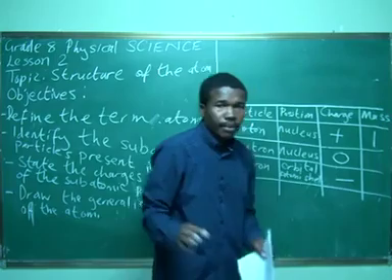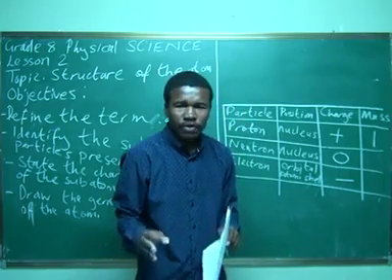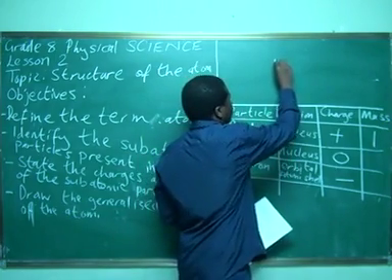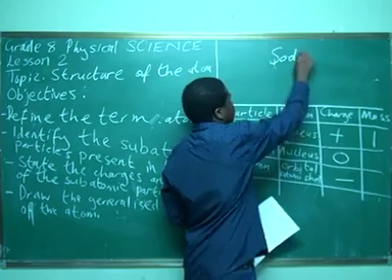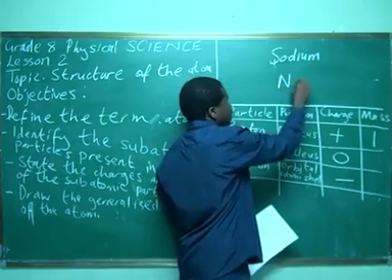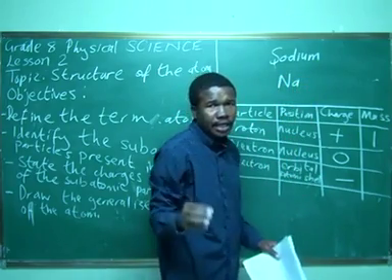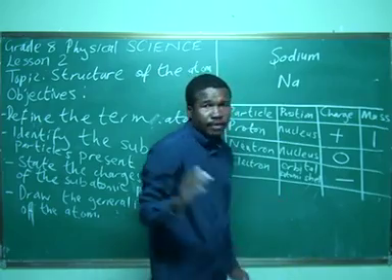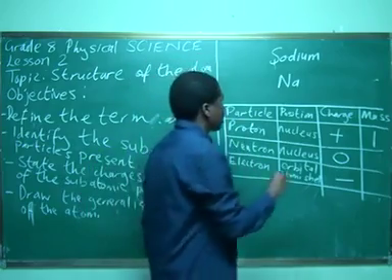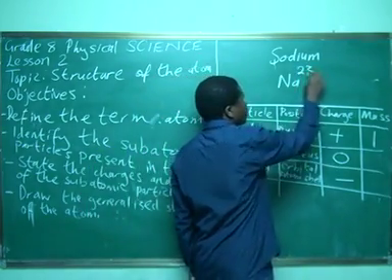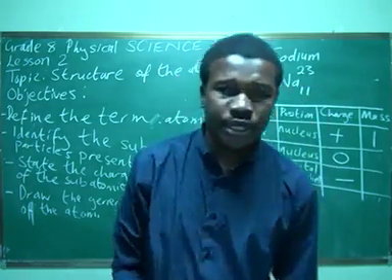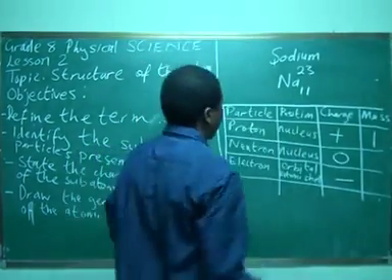Let's look at an element. One of the first 20 elements that we talked about was sodium, if you recall. Sodium is written like this. Its symbol is Na. When you look at your periodic table, sodium, Na, you will find that it has the number 23 and the number 11 written on it.